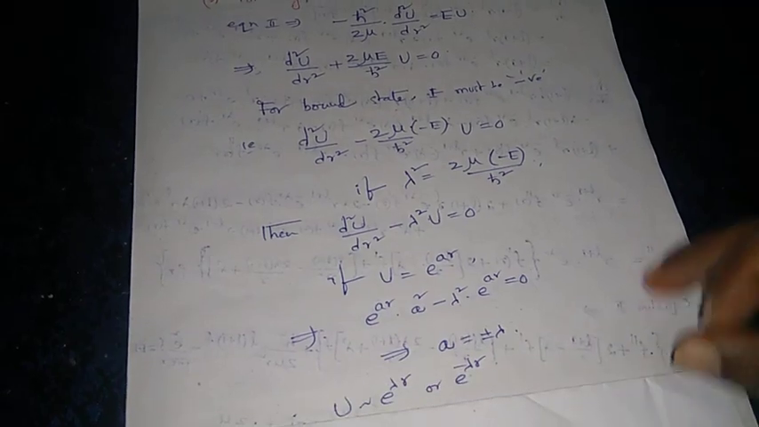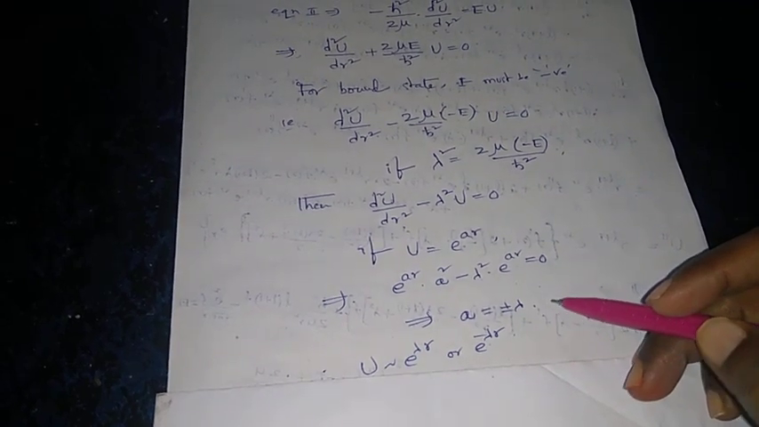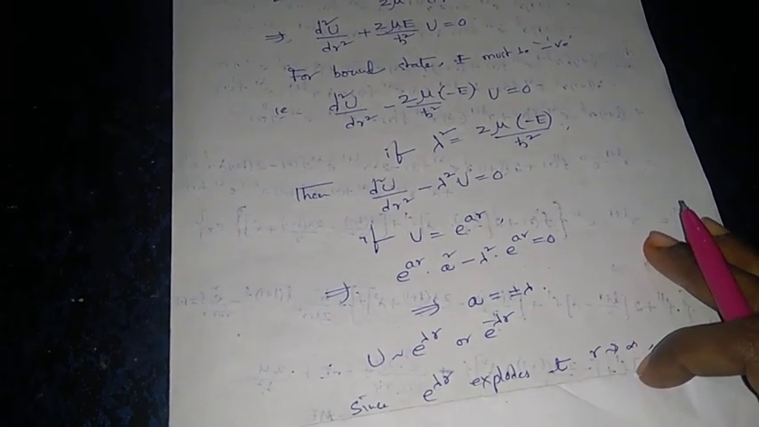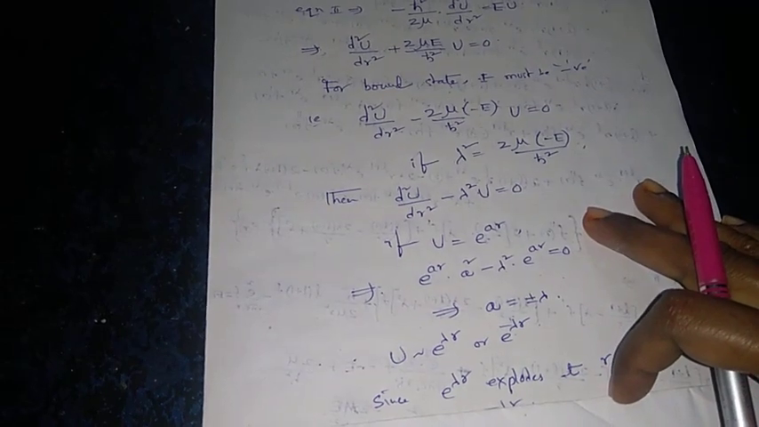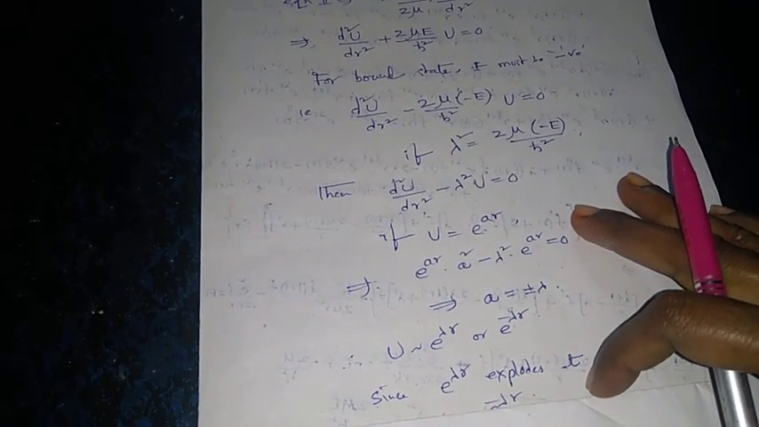And to solve this differential equation, we can take the solution as e power a r. And after substituting this and simplifying, we find a can be either plus lambda or minus lambda. That means your u can be either e power lambda r or e power minus lambda r. And if you do not want to have explosion of u when r goes to infinity, we cannot take e power lambda r, but we should take e power minus lambda r.